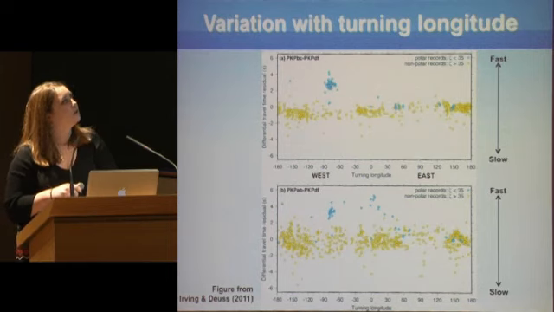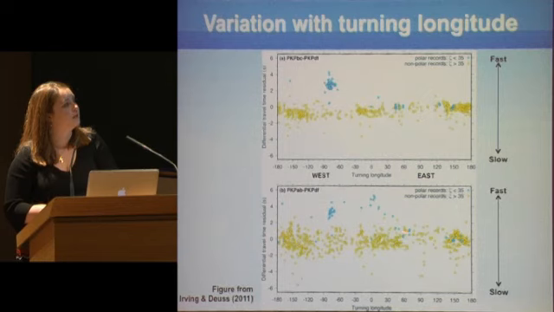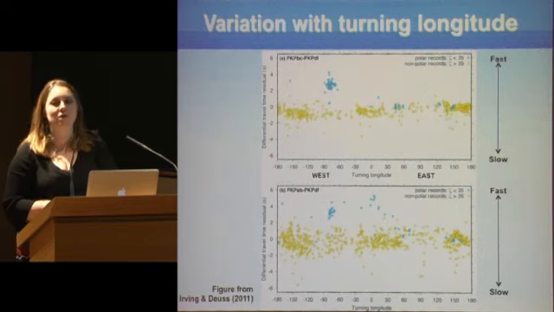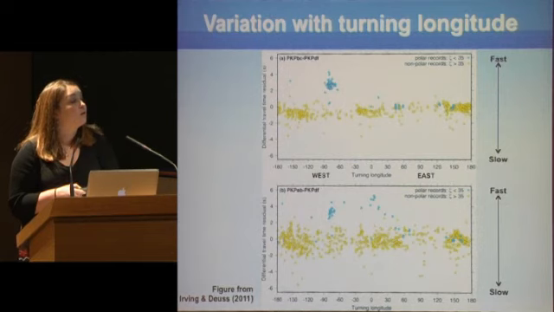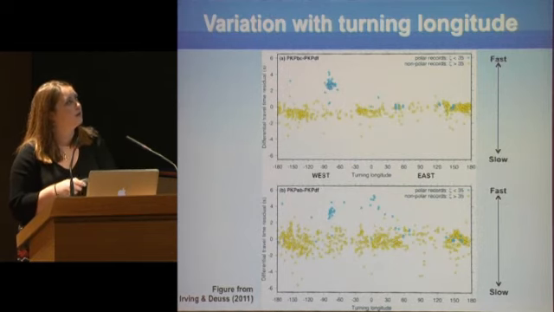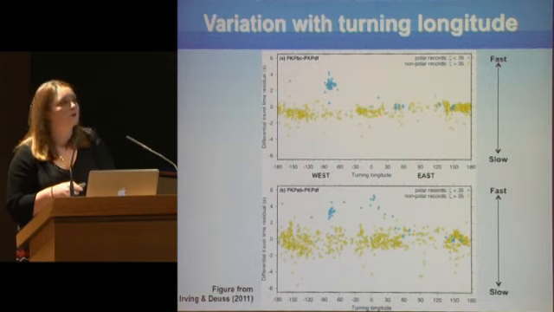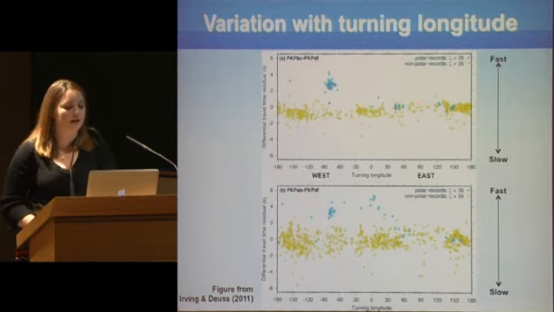We see almost a sinusoidal pattern, especially in the deeper data, with fast paths and slow paths uniformly, smoothly varying with turning longitude. If we look at the equatorial paths, again we can almost see a sinusoidal pattern in the opposite direction. So in the west, equatorial paths are slightly slower than those in the east, and this is again true for both data sets.